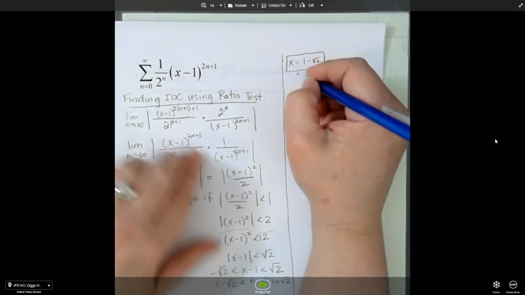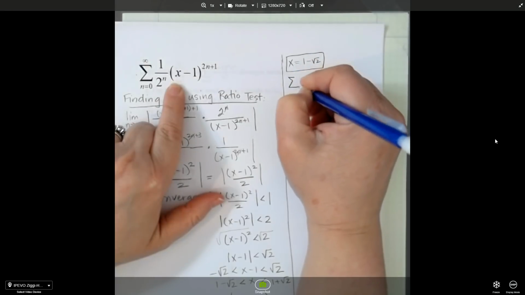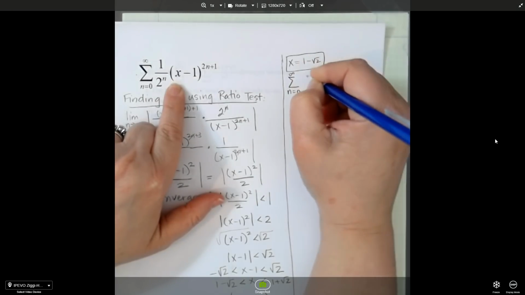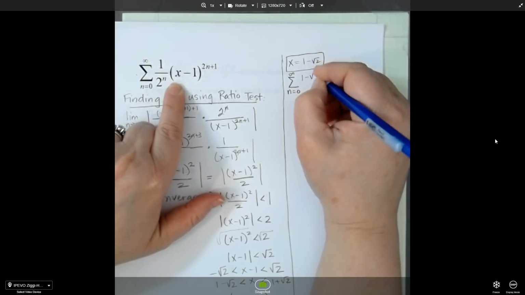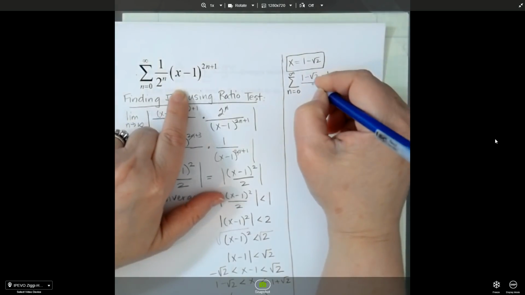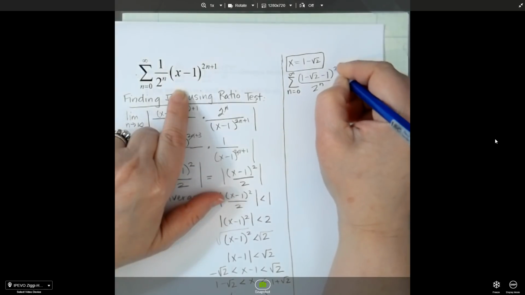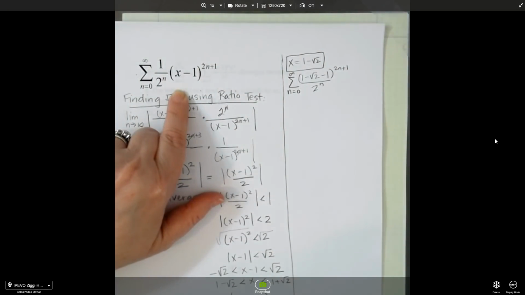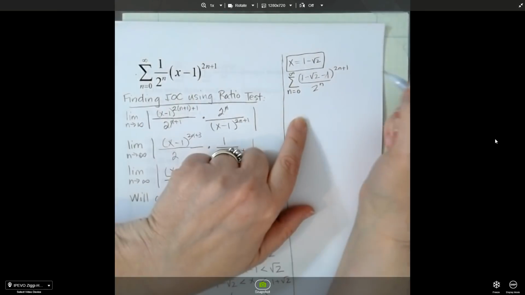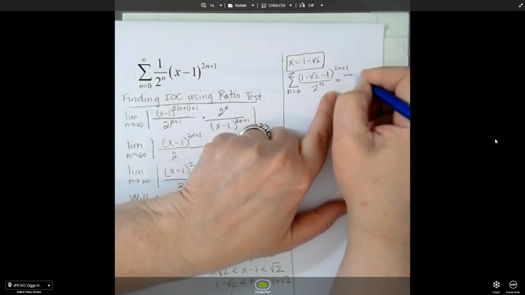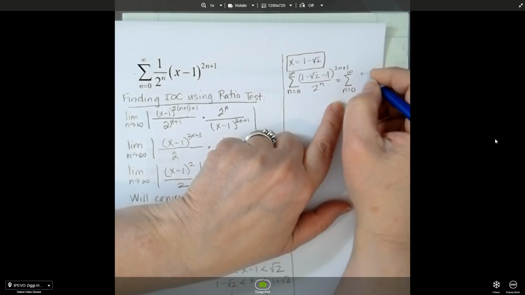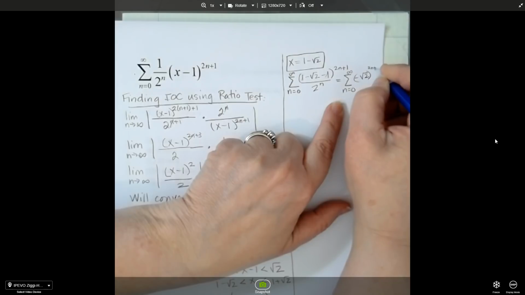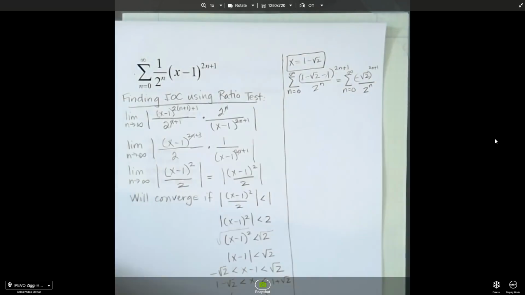Okay, when I do that, this sum becomes the sum from n equals 0 to infinity of, when I plug it in, 1 minus root 2 minus 1 all over 2 to the n. This is raised to the 2n plus 1. Okay, the 1's cancel. Then I'm left with the sum from n equals 0 to infinity of negative root 2 to the 2n plus 1 all over 2 to the n.